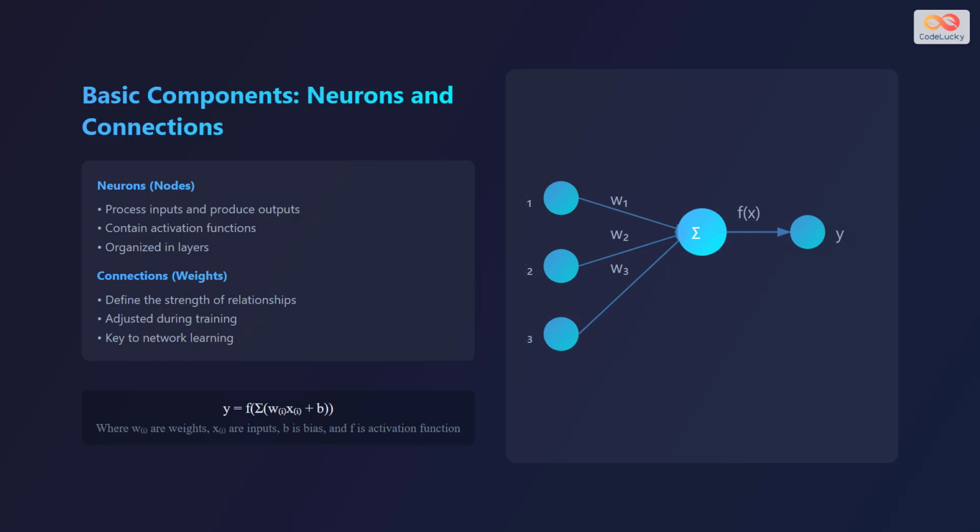The output Y of a neuron is determined by applying an activation function f to the sum of weighted inputs W sub I, multiplied by X sub I, plus a bias term B. This can be represented as Y equals f of sigma W sub I X sub I plus B, where W sub I represents the weights, X sub I represents the inputs, B is the bias, and f is the activation function.